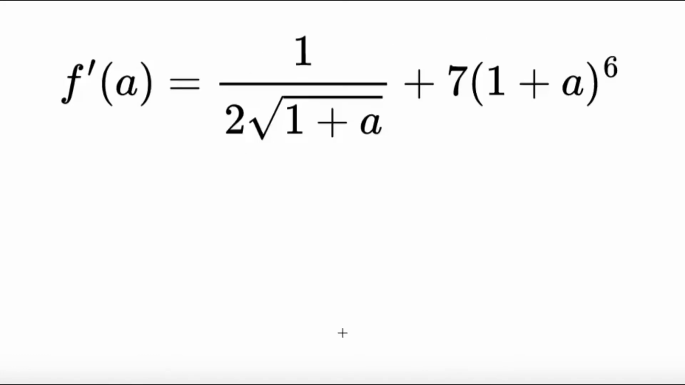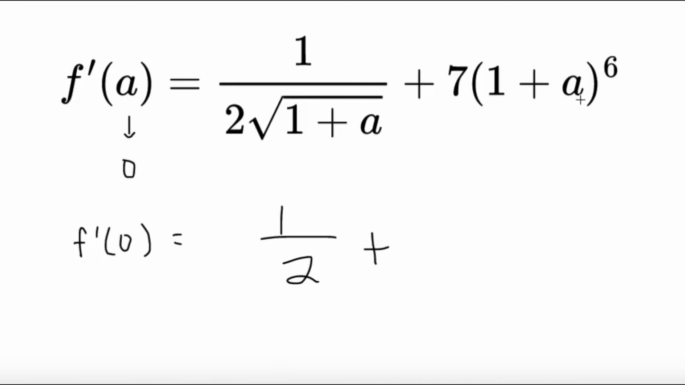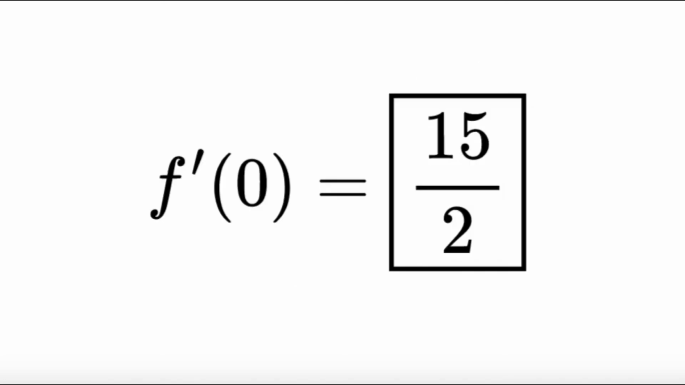Now if we substitute a as 0, we know that f prime of 0 would be equal to 1 over 2 square root of 1 plus 0, so that's just 1/2. Plus 7 times (1 plus 0), so this becomes 1. 1 raised to 6 is just 1, so it's 1/2 plus 7. So f prime of 0 would be equal to 15 over 2. And since f prime of 0 is equal to the limit that we want to get, this will be the final answer.